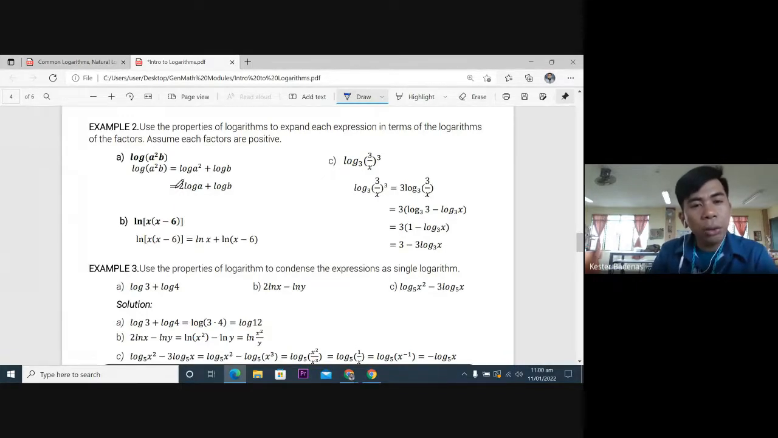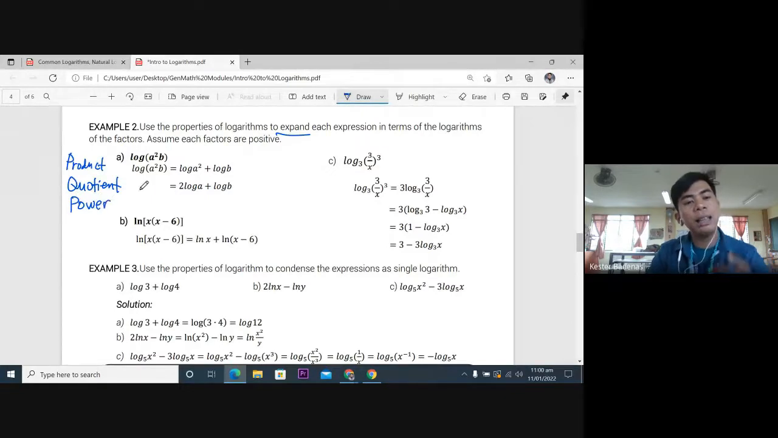Ang gagawin natin dito, class, meron tayo ditong step na sinusunod. Sige, ituturo ko na lang din sa inyo yung tinuro ko sa Dalton yesterday. Kapag nag-expand tayo, ang una nating i-apply is product. And then kung may quotient, isunod si quotient. And then power. I-last nyo yung power. Pag expand, unahin yung product, sunod quotient, and then power.